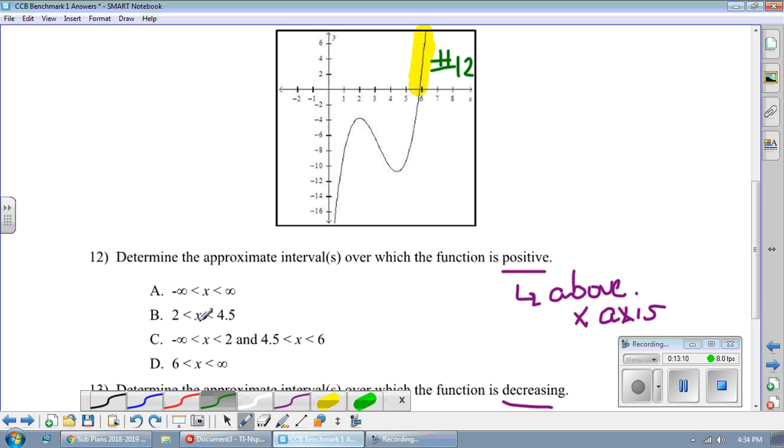So all of these inequalities have x's. We're reading off of the x-axis. It looks like the graph starts to go above the x-axis right about 6. And then it keeps going, we can assume forever. So we need an answer that says the graph goes above the x-axis at 6 until forever. That is choice D.